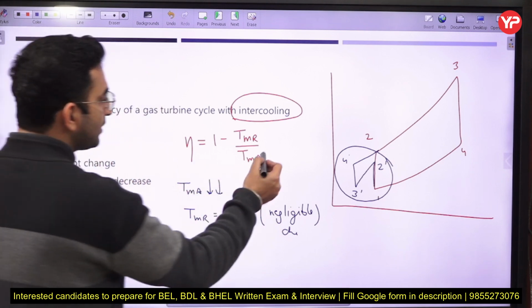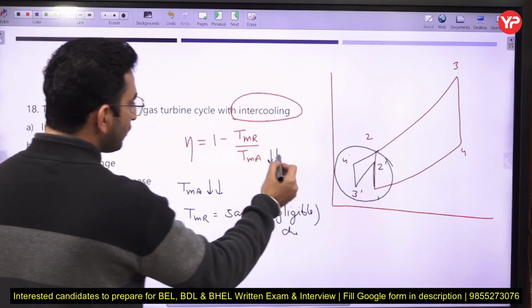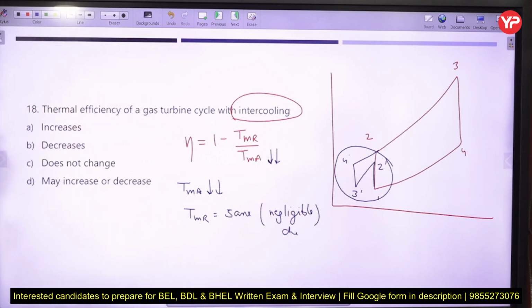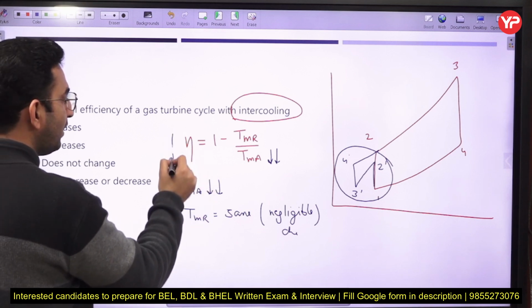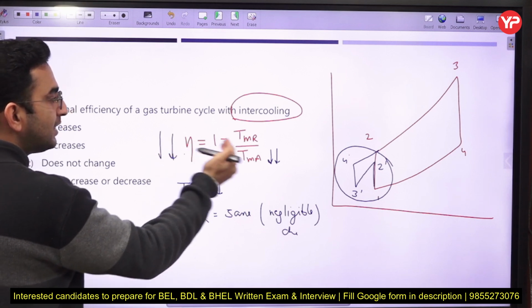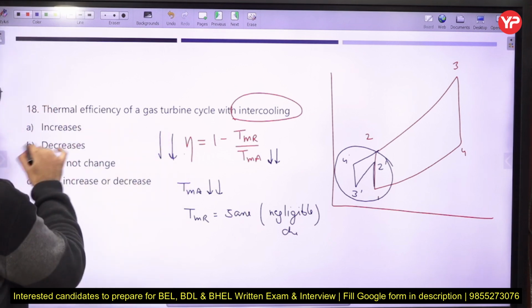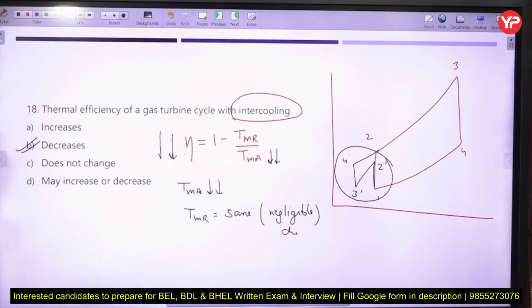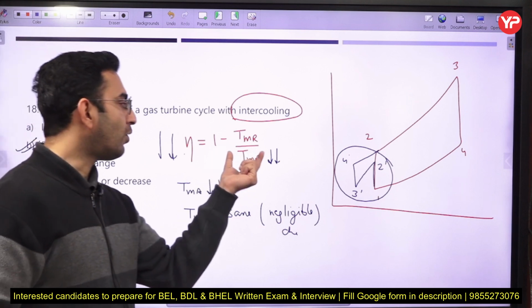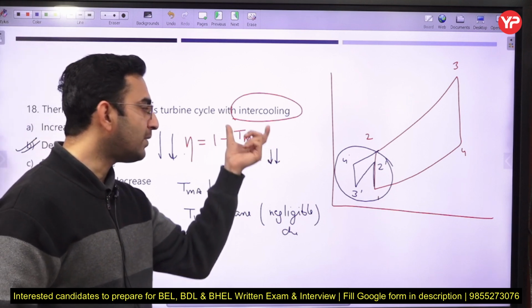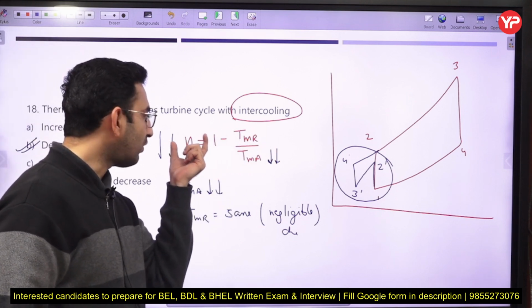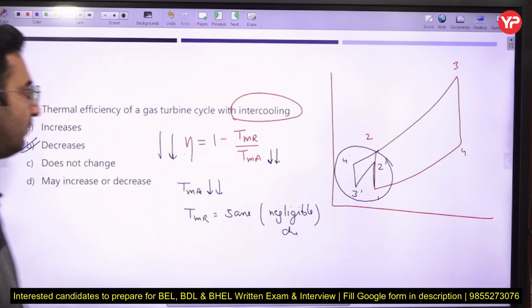So here you can see the mean temperature of heat addition is decreasing. Correspondingly the efficiency is going to decrease, because the efficiency and the mean temperature of heat addition have a direct impact on each other. So we can say option B is going to be the correct answer. Here you can see the denominator is decreasing, that means this negative term is increasing. So the final effect on the efficiency is going to be a decrease.